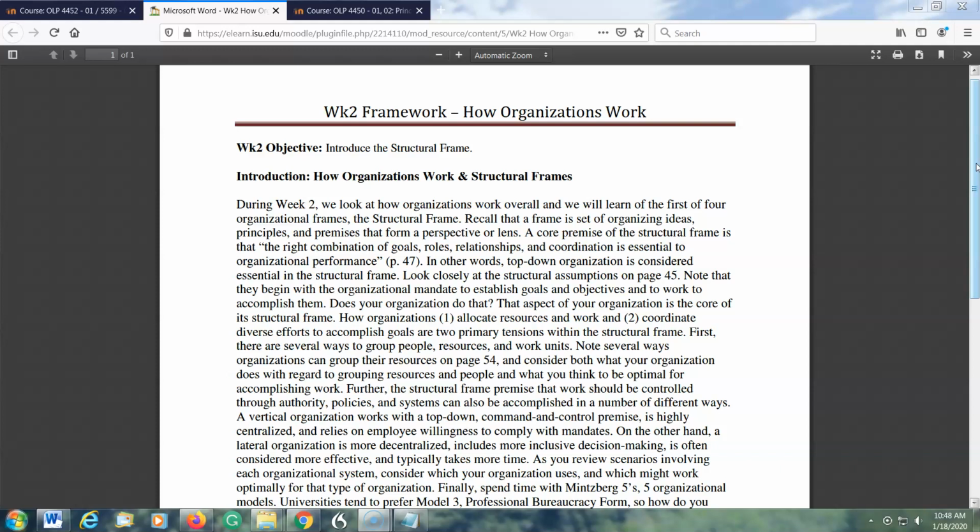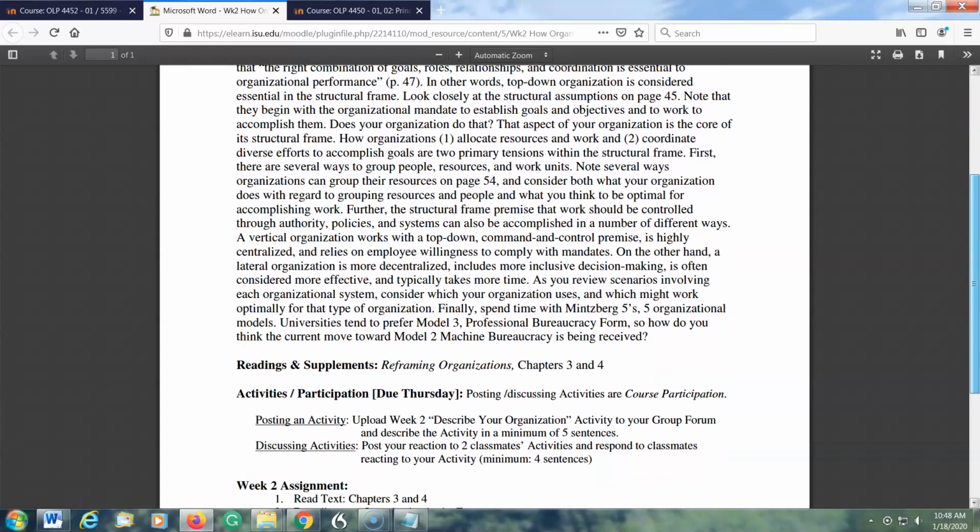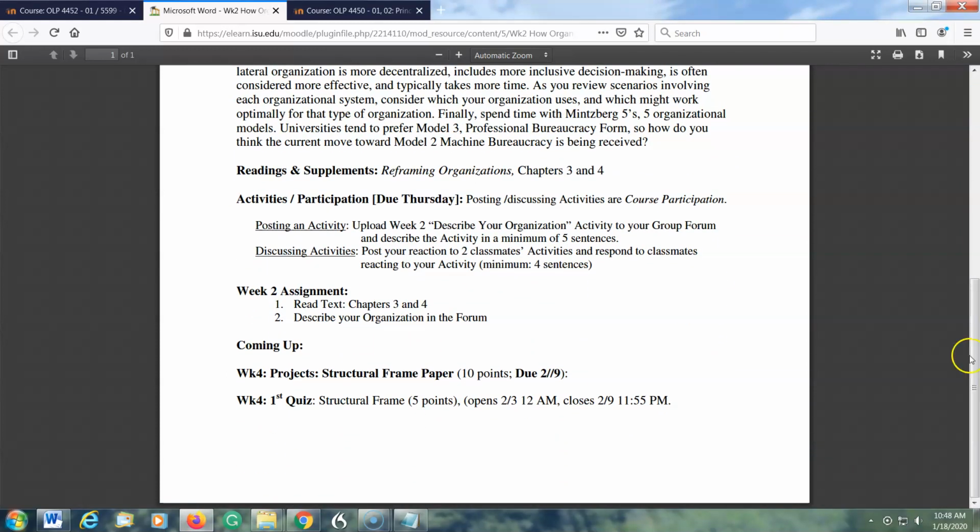This week we're going to get into the textbook and talk about how organizations work overall and a little bit about our first frame, the structural frame, which is the typical way that people do look at organizations: roles, responsibilities, authority and accountability, and hierarchies. So we'll begin the look at the structural frame, and we'll have an activity to go along with it. So let's take a look at what our readings are.